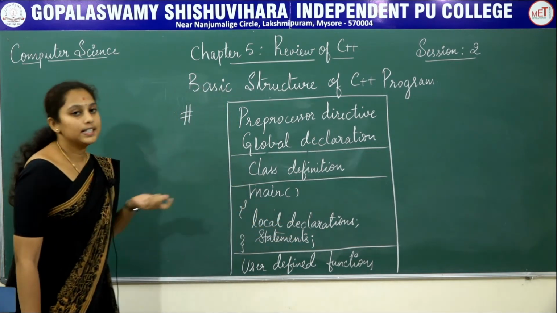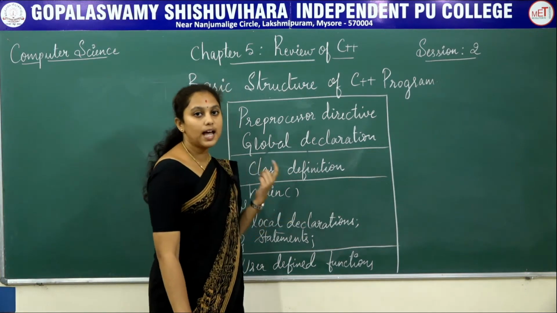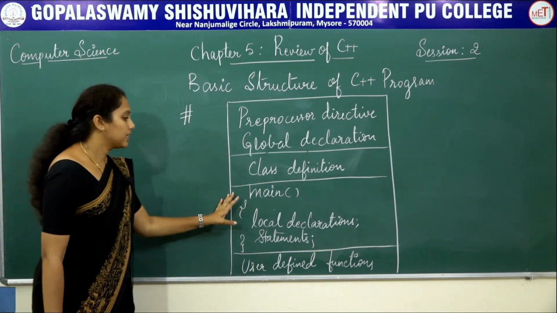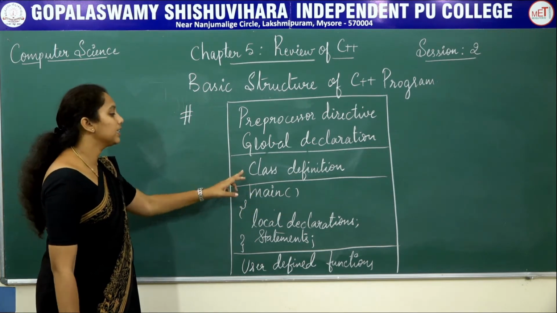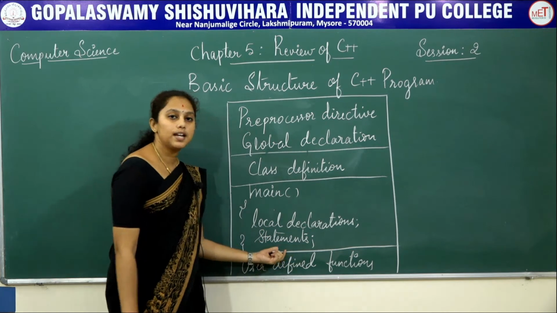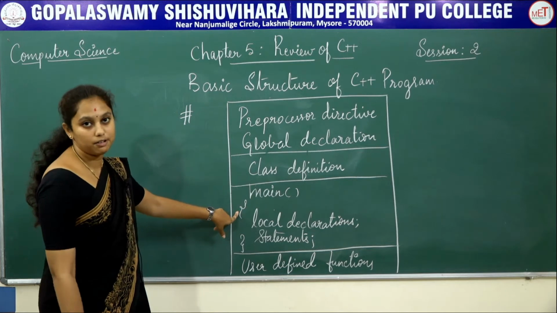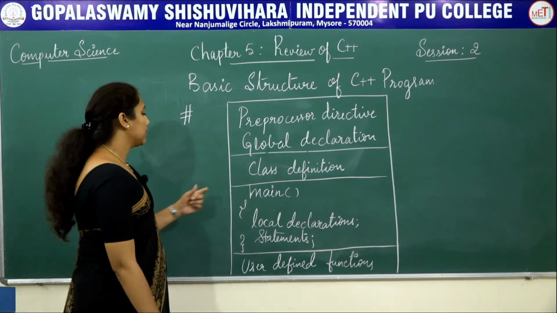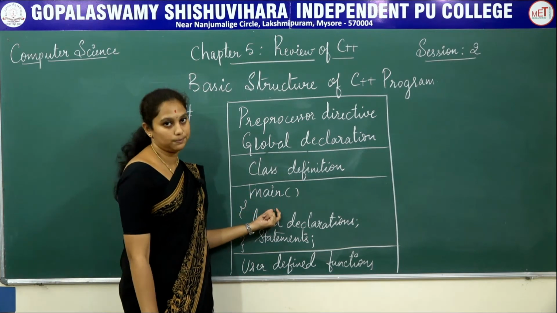The next section is class definition. Class definition indicates the properties and behavior of an object. Next is the main function. The main function always appears after the class definition and it contains local declarations and statements to be executed. It always starts with an opening flower bracket and ends with a closing flower bracket. Usually the execution starts from the first statement of the main function.